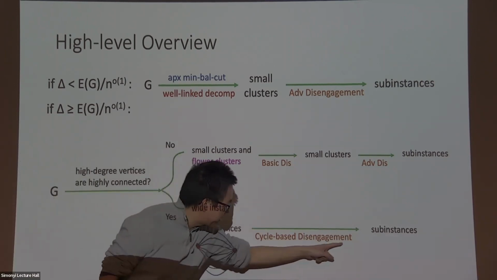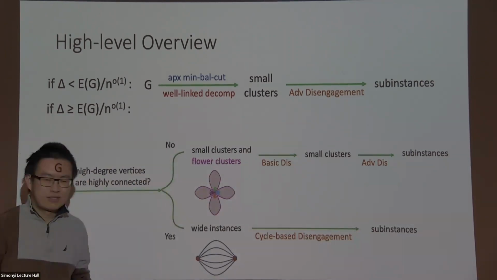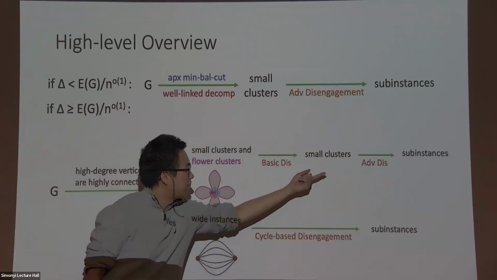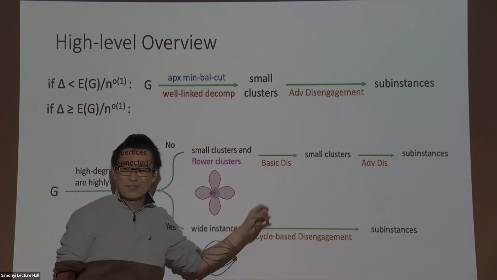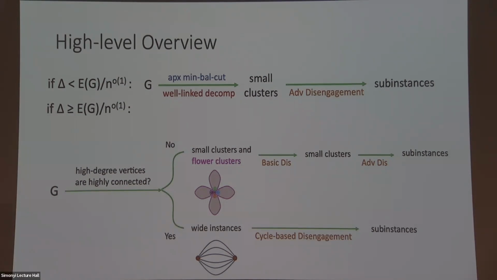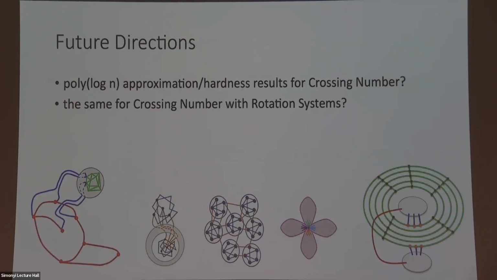And the disengagement procedure is also quite different. Now it's cycle based. And basic and advanced, we still use them throughout. Basically, what we have covered so far is the first part. Hopefully, you got some intuition of what the algorithm looks like. That's all I want to cover for the second part.